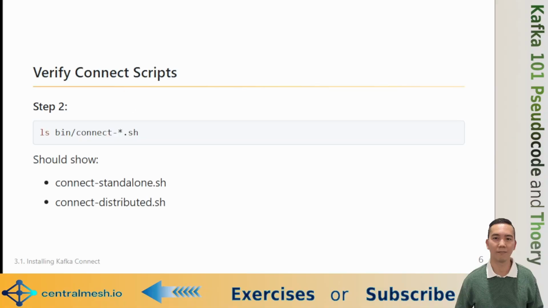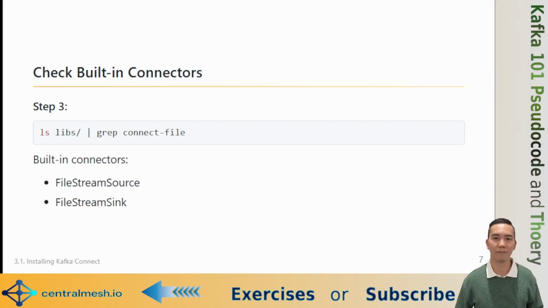Once Kafka is installed, it's a good idea to verify that the Kafka Connect scripts are available by listing the files that match connect-star.sh inside the bin directory. We should see two scripts. The first script is connect-standalone.sh, which is used for standalone deployments where a single worker runs the connectors. The second script is connect-distributed.sh, which is used for distributed deployments where multiple workers cooperate as a cluster. Seeing these scripts confirms that Kafka Connect is properly installed.